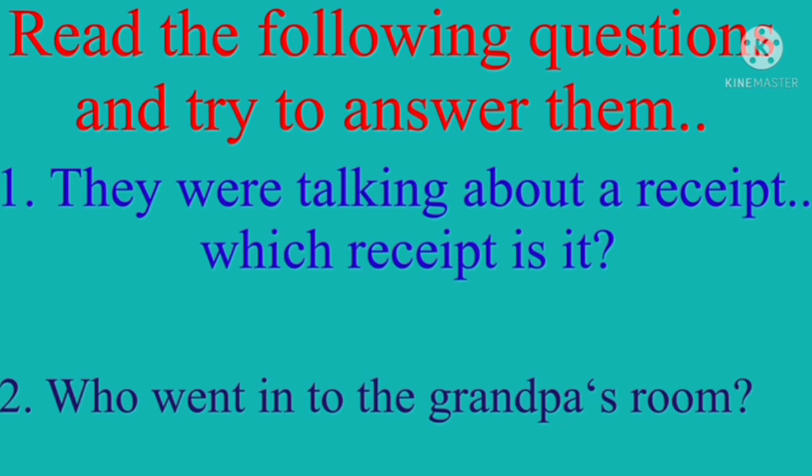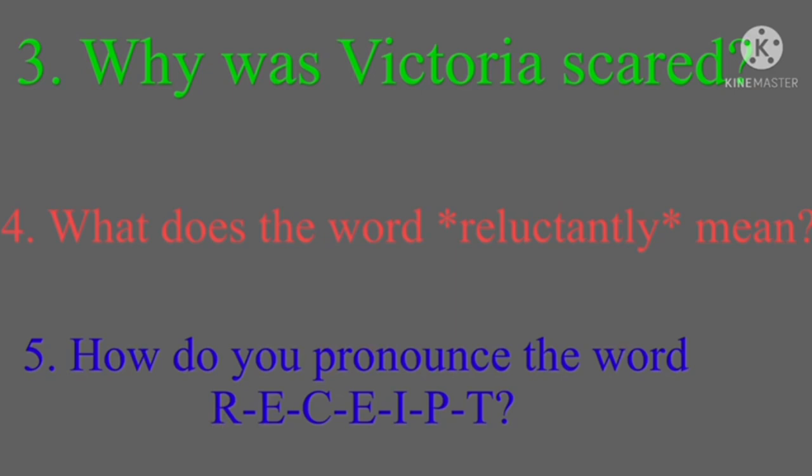Read the following questions and try to answer them. Number 1. They were talking about a receipt. Which receipt is it? Yes, the insurance policy receipt. Second question is, who went into the grandpa's room? Yes, you know pretty well, that is Victoria. Now the third question is, why was Victoria scared? Can't you tell? No problem. I will tell you. The answer is, Victoria was scared because her mother told her to go upstairs where grandpa is dead.